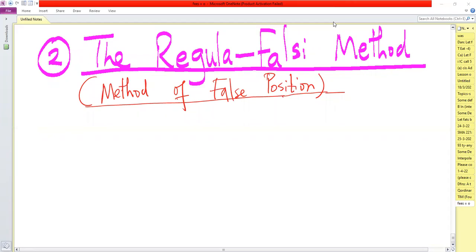So in this session, we are going to discuss the second method of approximating solutions to the nonlinear equation f of x equals zero, the so-called Regula-Falsi method, or method of false position. We are going to briefly discuss the derivation of the formula, and then thereafter, in the next session, we'll do an example to illustrate how the method works.